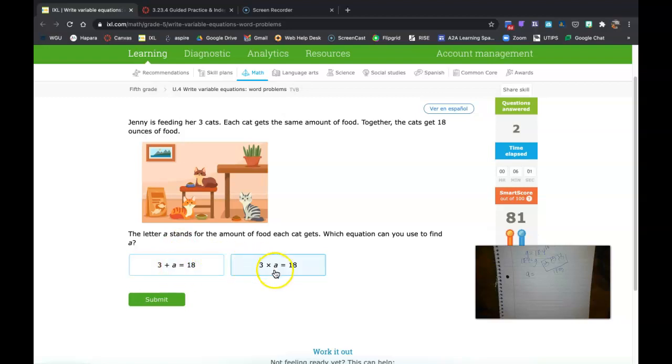But then I notice that division isn't an option. So I'm going to read this again and see what else. Oh, the opposite of division is multiplication. So instead of taking 18 and dividing it by 3, I could take 3 because there's 3 cats, and times it by A because A is how much food each cat gets, and that should equal 18 ounces. Even though originally I thought this was a division problem, I chose multiplication because division wasn't an option, and multiplication and division are inverse operations.